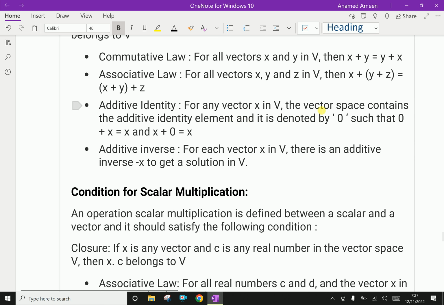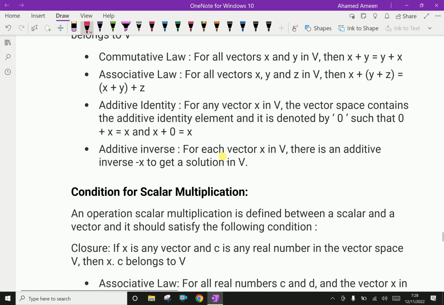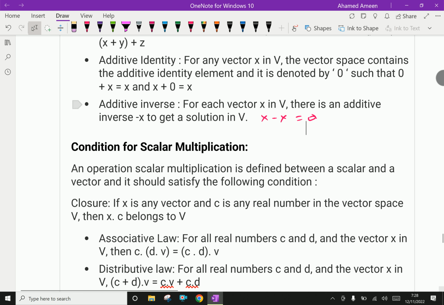Additive identity. That means if we add x with 0, then it gives x itself, so the additive identity is 0. Additive inverse. For each vector x in the vector space V, there is an additive inverse, that is minus x, in V. That means we know that x minus x equals 0, which gives the 0 vector. Then we can say minus x is the additive inverse of x and x is the additive inverse of minus x. That means if both are added, it gives the 0 vector.